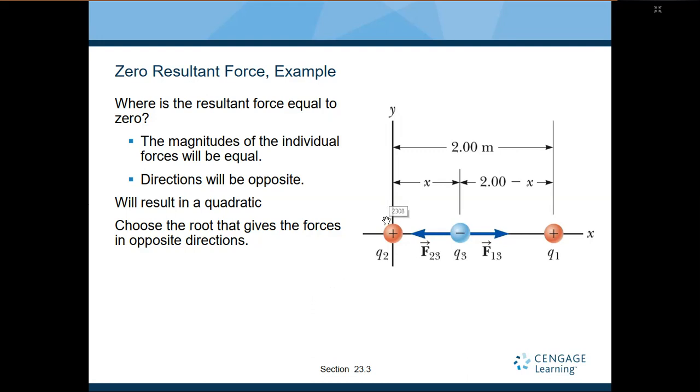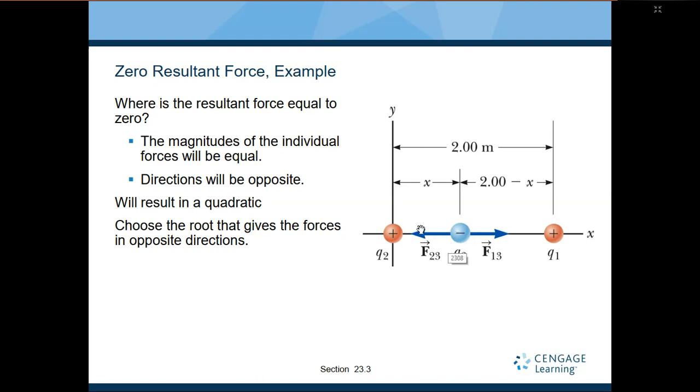So for this case, we can say that the magnitudes of the individual forces will be equal. So this F23, if you will notice, and F13, their directions are opposite. It is already given to us here that they are opposite. We don't know the values of these charges, it is just being specified here.